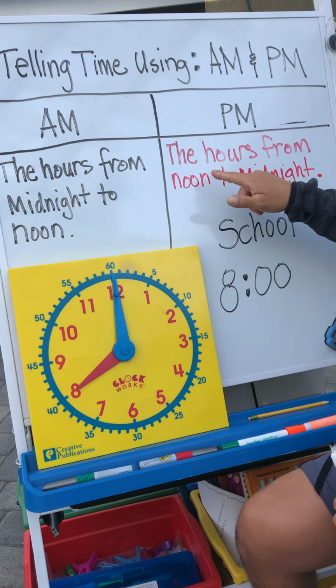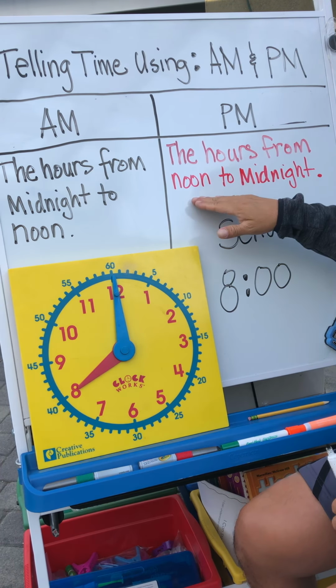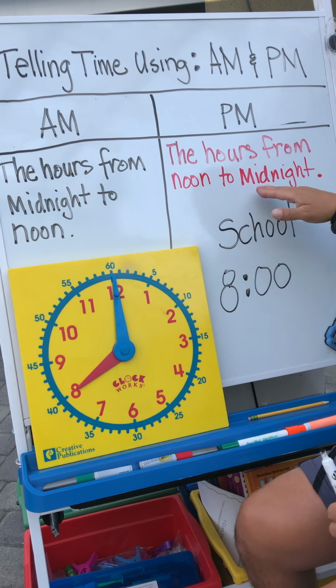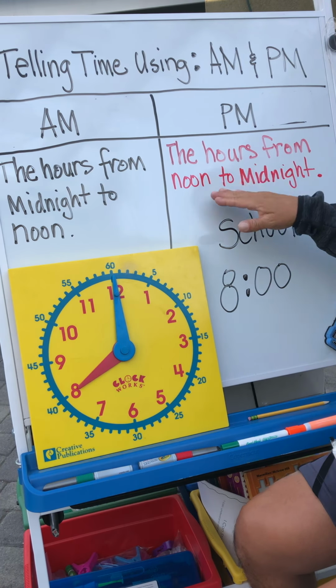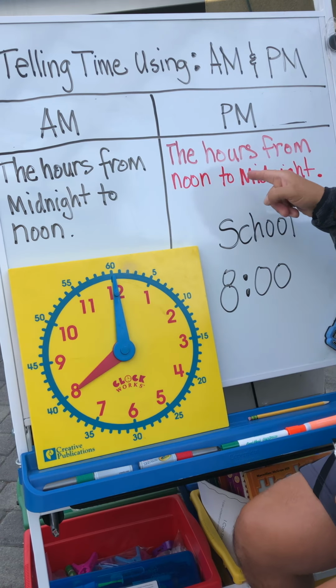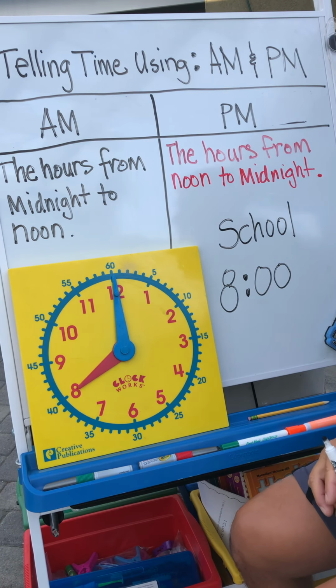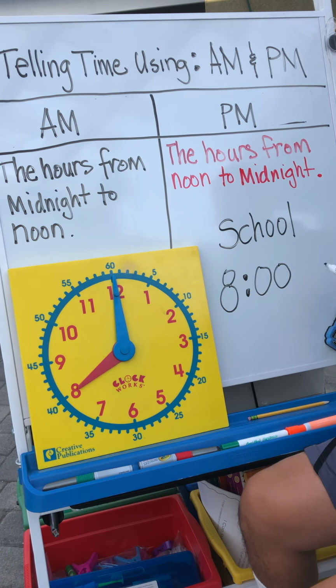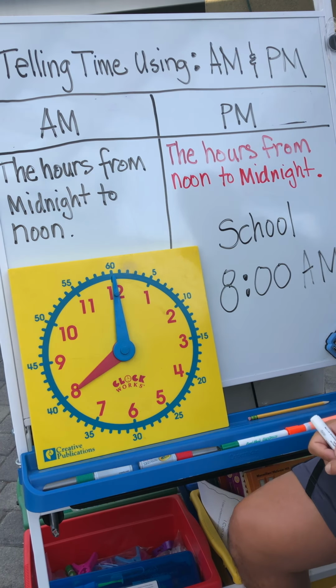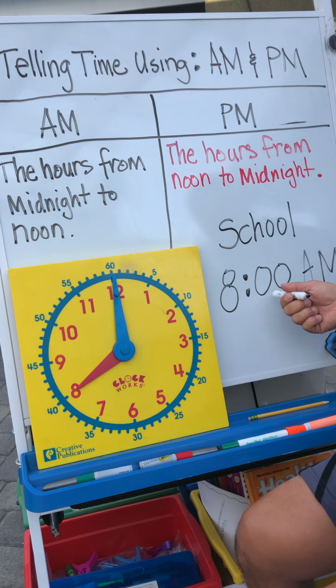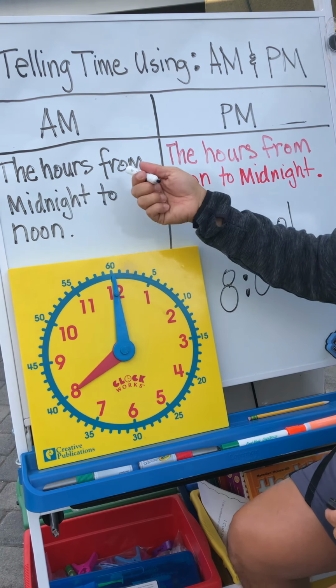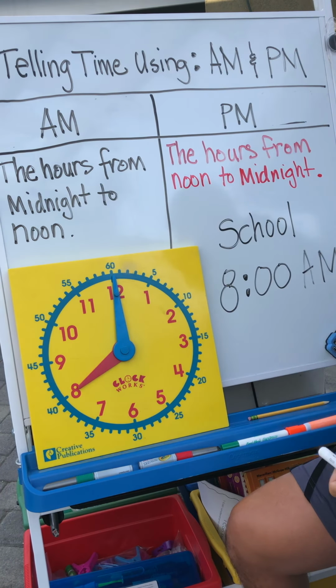Now remember, p.m. is the hours from noon, which is like the middle of the day, lunchtime, to midnight when we're sleeping. So are we in school at that time? Do we start school at that time? No. So I think we should say school is at 8 a.m. Okay? Because when we begin school at 8 o'clock a.m., those are the hours from midnight until noon.